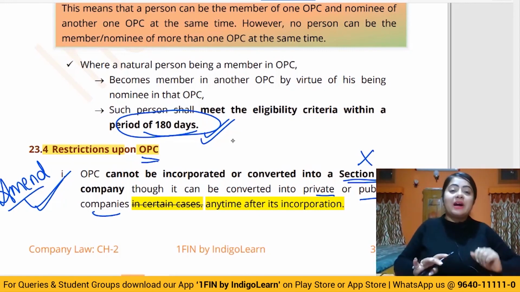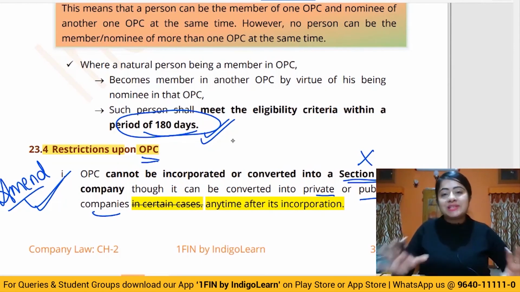So with that, we have completed our revision for chapter number 2 of the Companies Act. We have covered section number 3 onwards till section number 22.